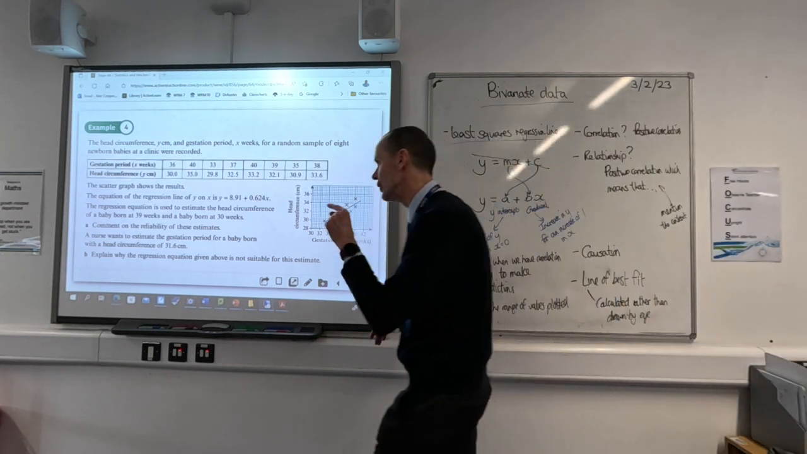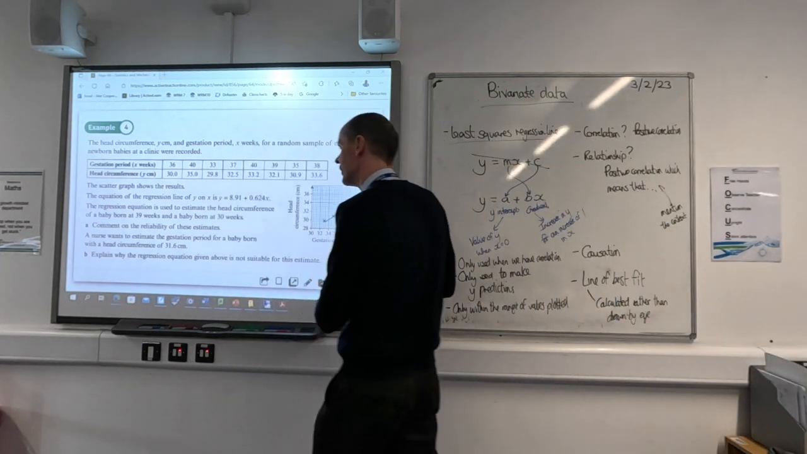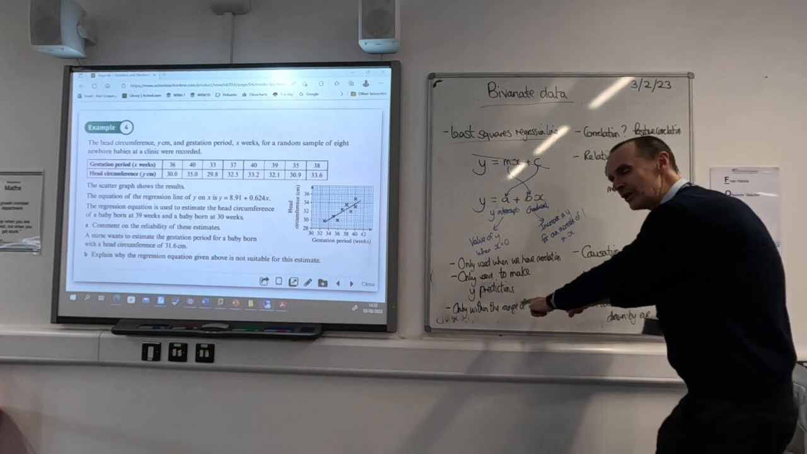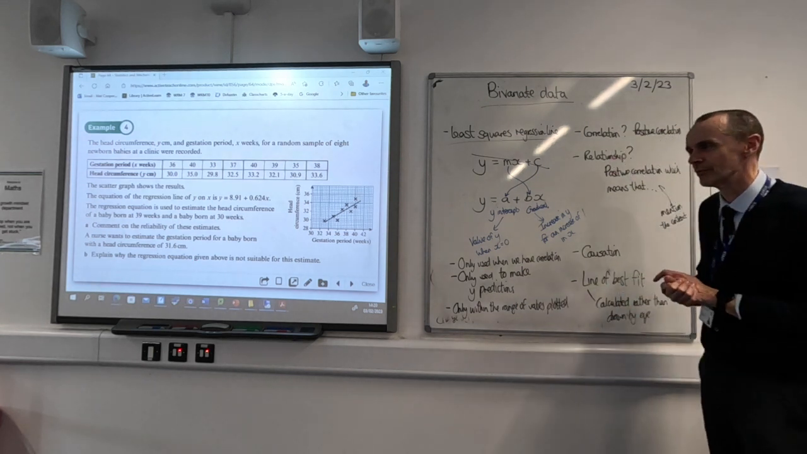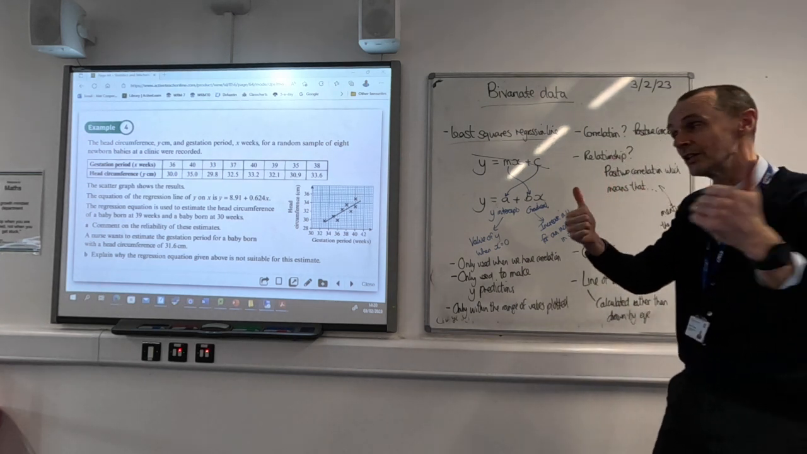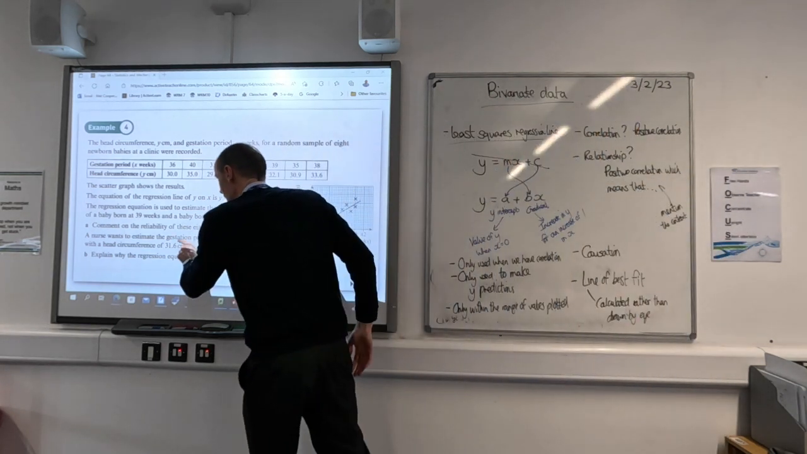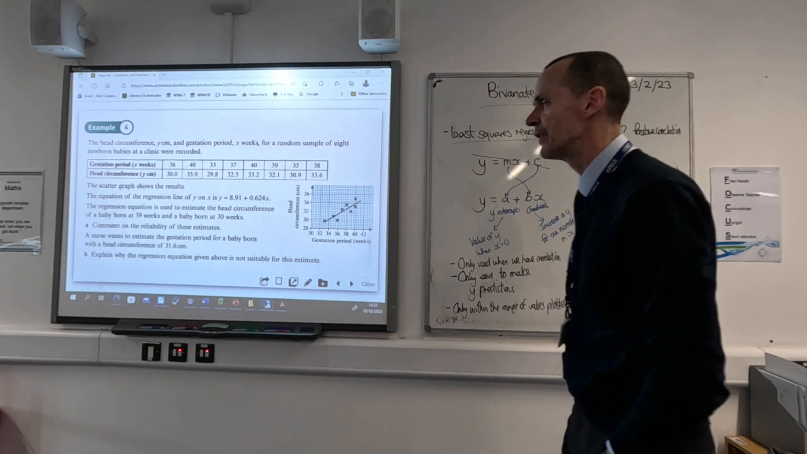Ben, why is it not appropriate to make a prediction for 30 weeks? Is that extrapolation? It's outside the range of values, so it's extrapolation, that's right. So 39 weeks, good prediction. 30 weeks, bad prediction.